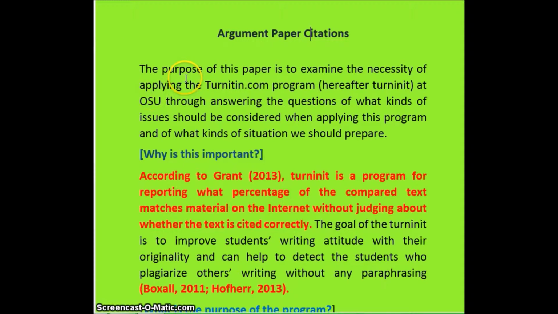In the second paragraph, he goes on: the goal of Turnitin is to improve students' writing with their originality and can help detect students who plagiarize. Now, that statement is a little more controversial. It's a claim. Does it really help you do something? Is that actually the goal? So how do you prove that's true?